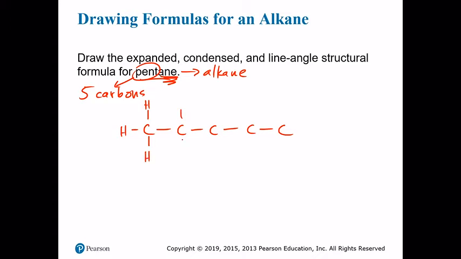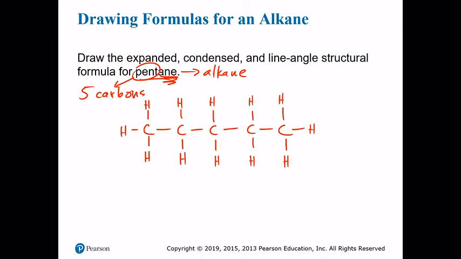These carbons in the middle only need 2 more bonds to hydrogens because they already have 2 more bonds to the neighboring carbons. And then this carbon at the end again needs 3 bonds because it only has the 1 going to it, and so it also ends up with 3 hydrogens. And so this is the expanded structure of pentane.